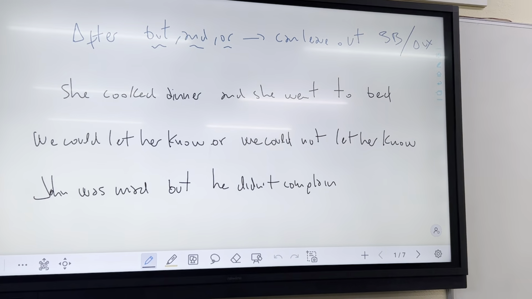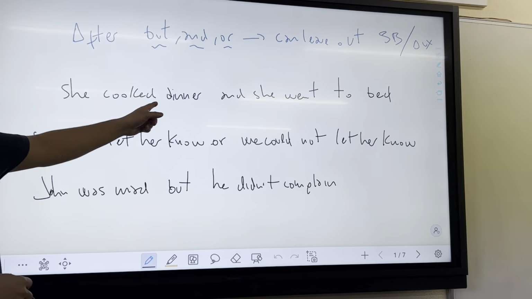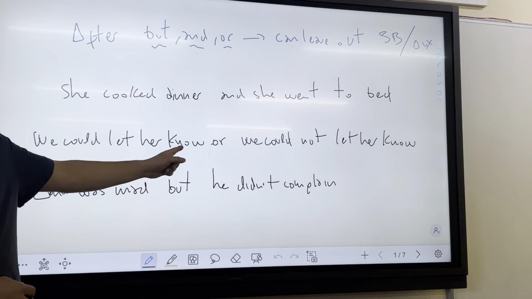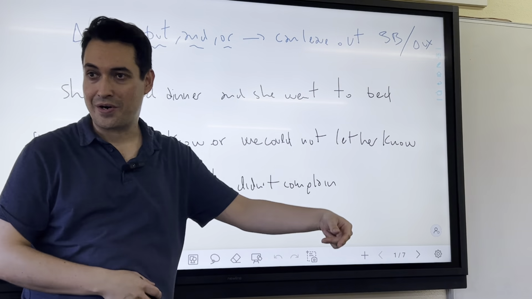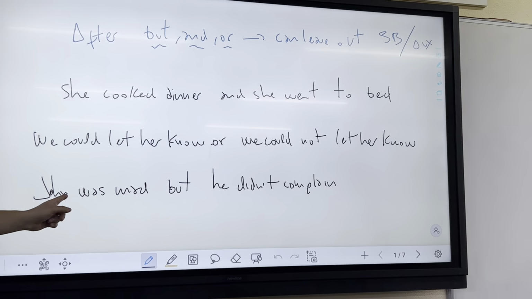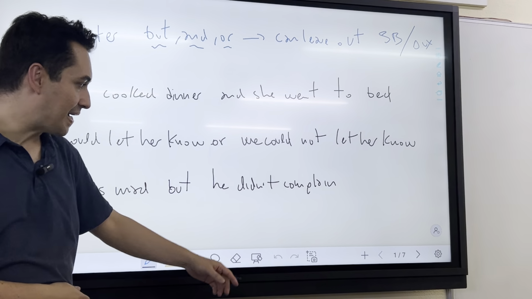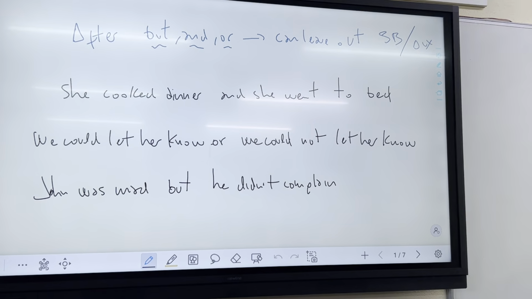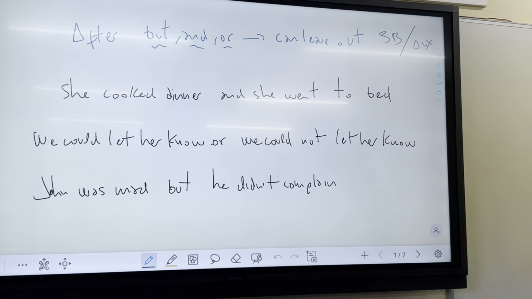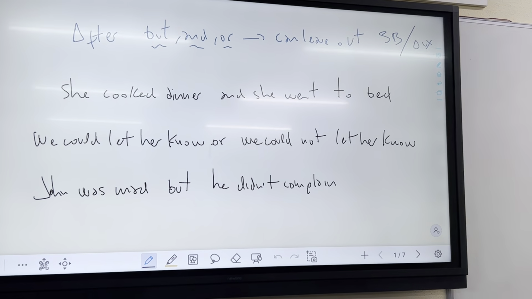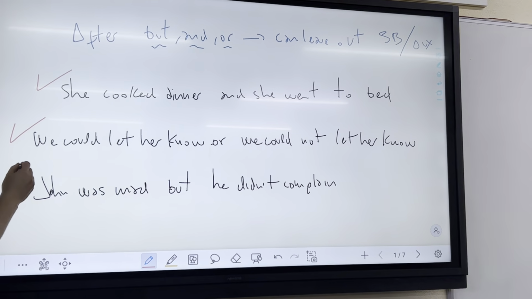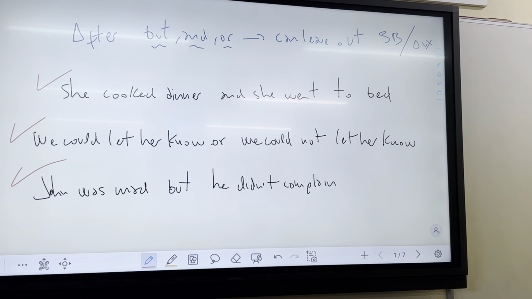Okay, have a look at these sentences, guys. She cooked dinner and she went to bed. Next, we could let her know or we could not let her know. These sentences are correct. John was mad, but he didn't complain. Maybe we can forget about the last sentence. I don't like it very much. Okay, no, it's fine. I like it too. So this sentence is correct. This sentence is correct. And this sentence is also correct. All of them are correct.